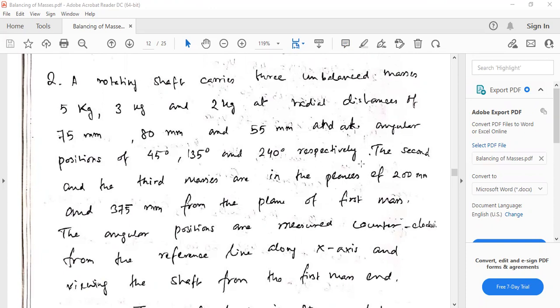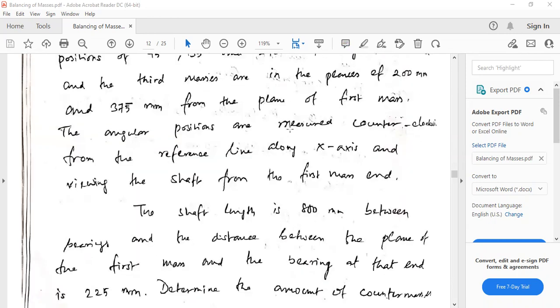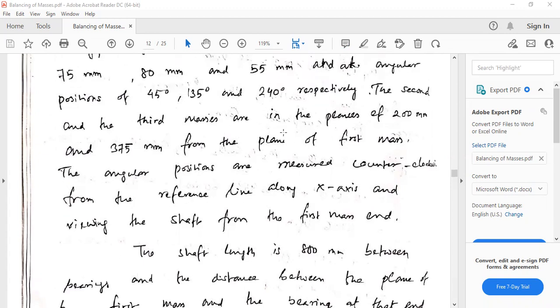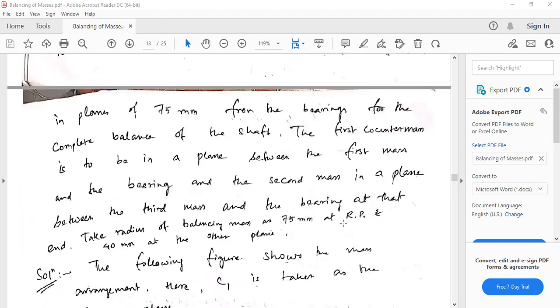These are given. Next, the second and third masses are in planes 200 mm and 375 mm from the plane of the first mass. So the distances of the planes of the second and third mass from the first mass are given. The angular positions are measured counterclockwise. This is the information that we count this angle in the counterclockwise direction from the reference line, the x-axis, viewing the shaft from the first mass end. So these are some pieces of information.